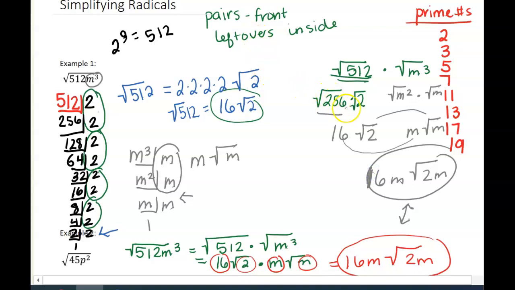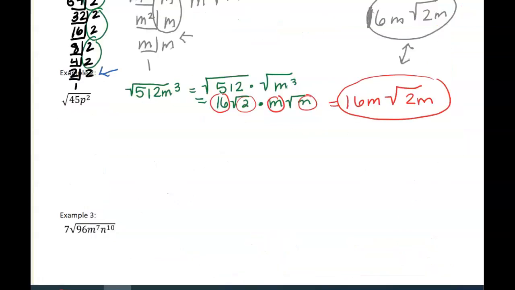Now the key here is knowing that 256 goes into 512 and that 256 is a perfect square. That's why I prefer the cake method, because you don't have to remember that, but many people like it this way, which is fine too. Whichever way you choose, I want you to try this by yourself. This one's actually quite easier.